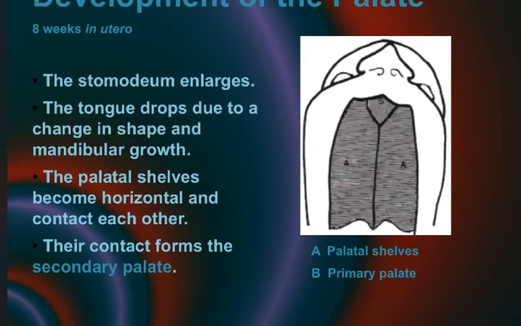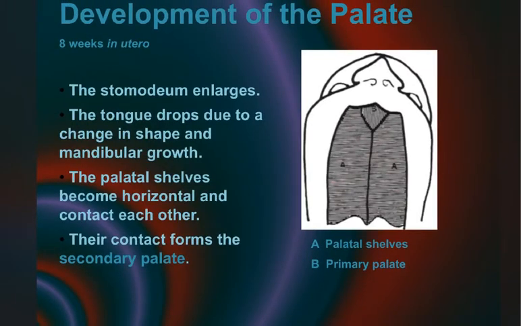Week 8. What's characteristic about week 8 is the horizontal growth of lateral palatal shelves. The stomodeum enlarges, the tongue drops due to change in shape and mandibular growth. The palatal shelves become horizontal and contact each other. Their initial contact is by the end of week 8. Their contact forms the secondary palate. So the secondary palate is basically two lateral palatal shelves in contact with each other.